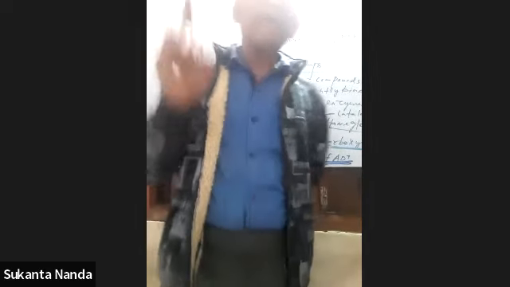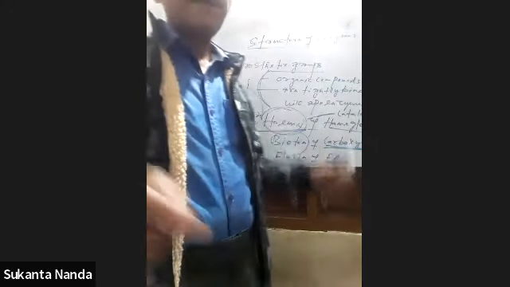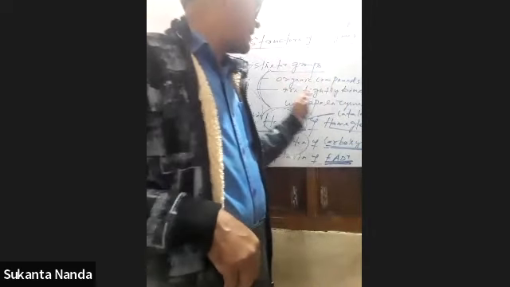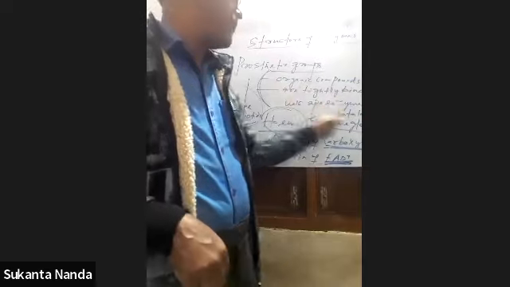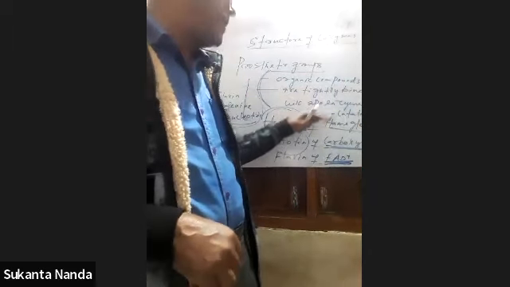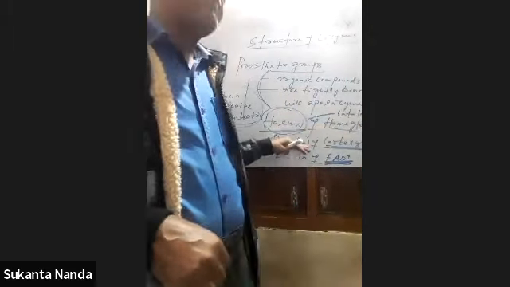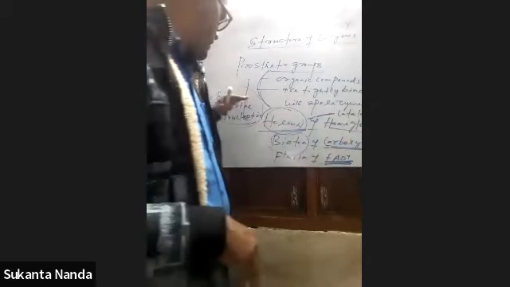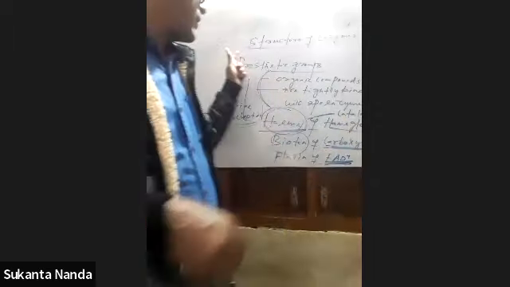What are prosthetic groups? First point, prosthetic groups are organic compounds. Second point, prosthetic groups are tightly bound with apoenzymes. Examples are heme of catalase, biotin of carboxylase and flavin of FAD. FAD stands for flavin adenine dinucleotide. So these are prosthetic groups.